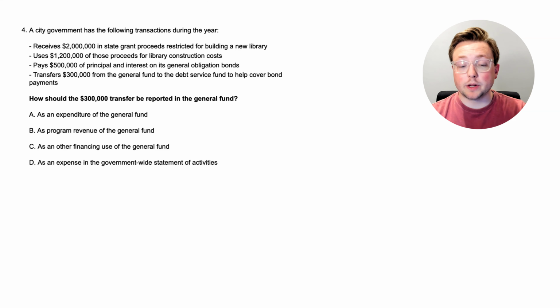So again, how is the $300,000 transfer at the very end going to be reported in the general fund? Is it going to be an expenditure? Is it going to be program revenue? Is it an other financing use? Or is it an expense in the government-wide statement of activities?